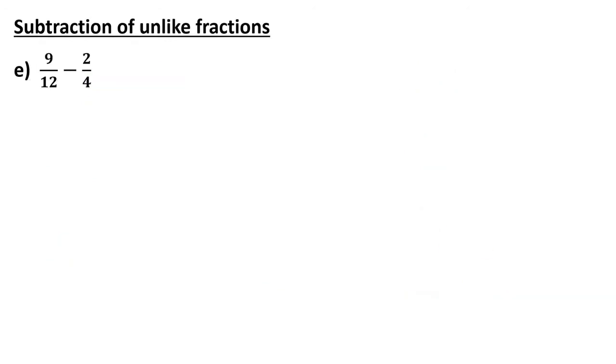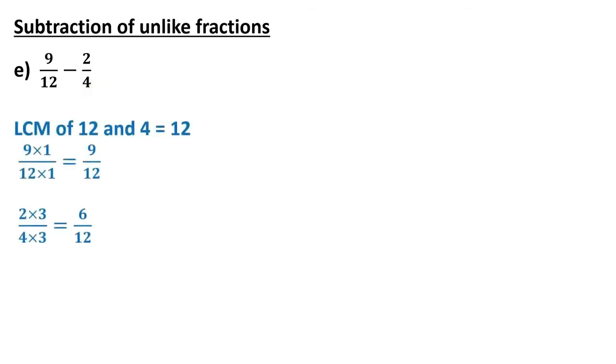Coming to subtraction of unlike fractions. You can see here question E, 9 by 12 minus 2 by 4. The denominators are different, that means they are unlike fractions. So in this case, we have to first of all take out the LCM of the denominators, that is 12 and 4. So the LCM is 12. So we will make both the fractions equivalent fractions with denominator 12, to make both of them like fractions.